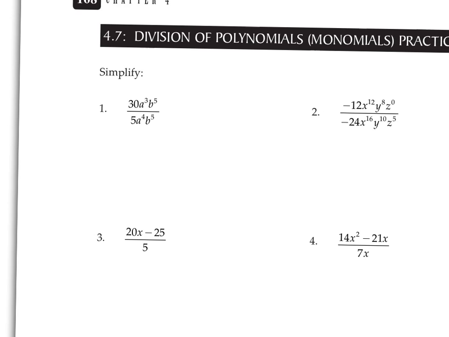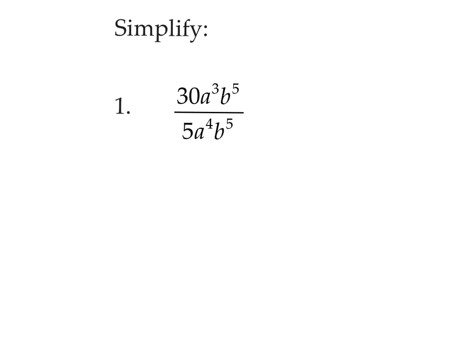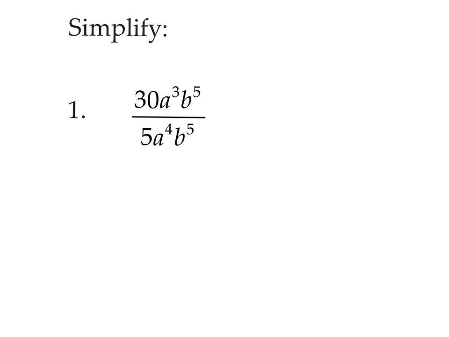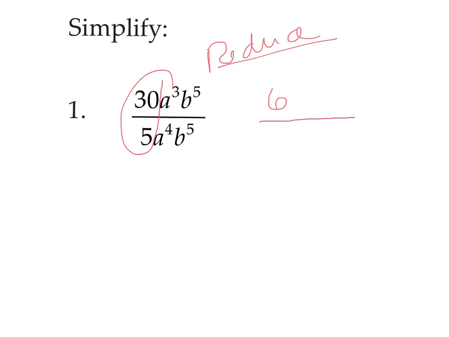So we're going to simplify in example 1 a monomial divided by a monomial. And again, to review that vocabulary, a monomial is one term. So we have one term divided by one term. This is just a matter of reducing, okay? So I'm going to put a fraction bar, and I'm going to start by reducing my coefficients. 30 divided by 5 is 6. That would be 6 over 1, just 6.